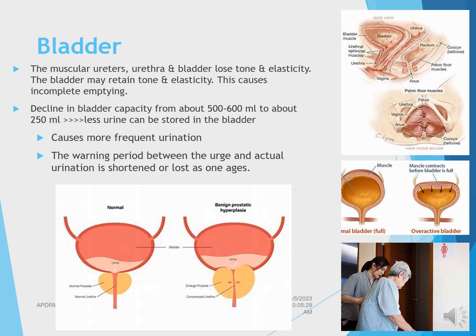What happened to the bladder? The muscular ureters, urethra and bladder lose tone and elasticity. The bladder may retain urine, and loss of tone and elasticity causes incomplete emptying. So there will be a decline in bladder capacity from about 500 to 600 ml to about 250 ml. So there will be less urine that can be stored in the bladder. That causes more frequent urination.